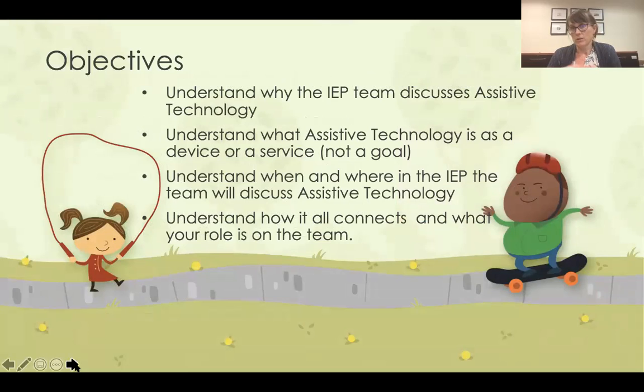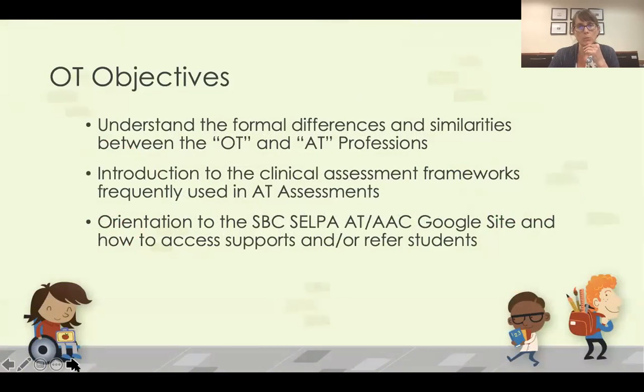General objectives of this are just understanding why we discuss assistive technology and understanding that it's a device or a service. It's not a goal per se, and understanding where you're talking about this in the IEP, and then how everything connects and what your role is on the team. So each week it's been, what's your OT role on the team? What's your speech therapist role? What's your teacher role, etc. You can just see I've been making this all into one.